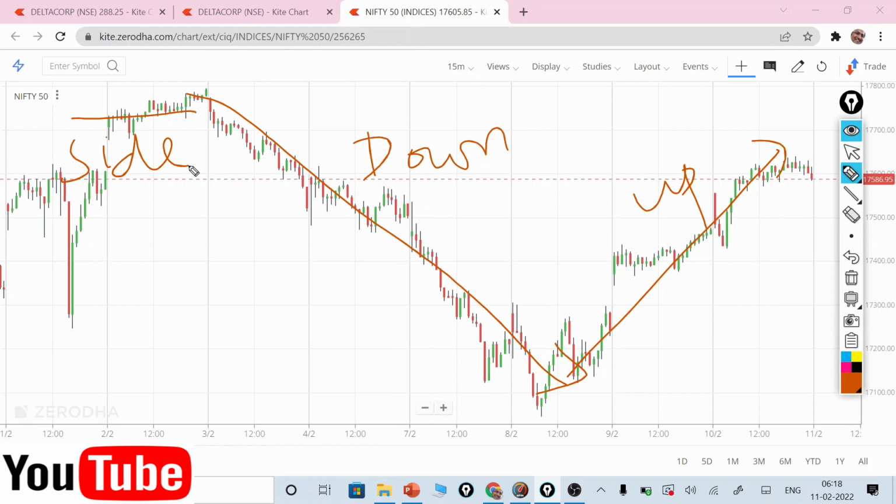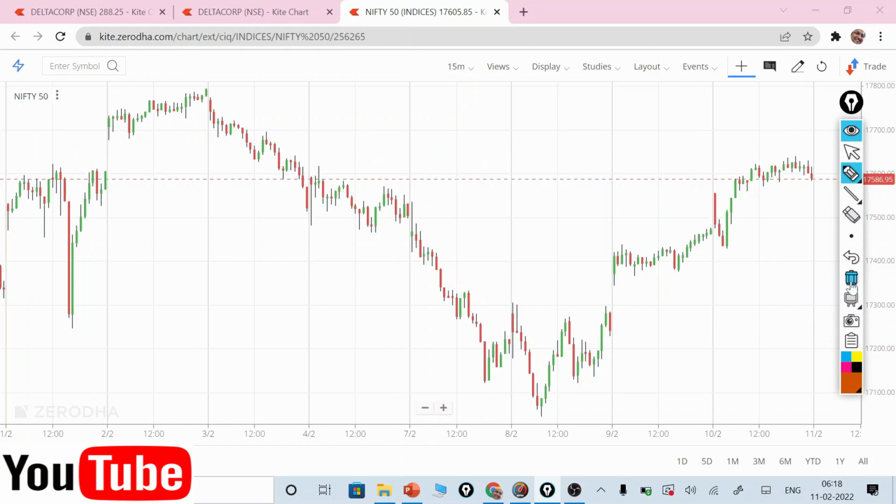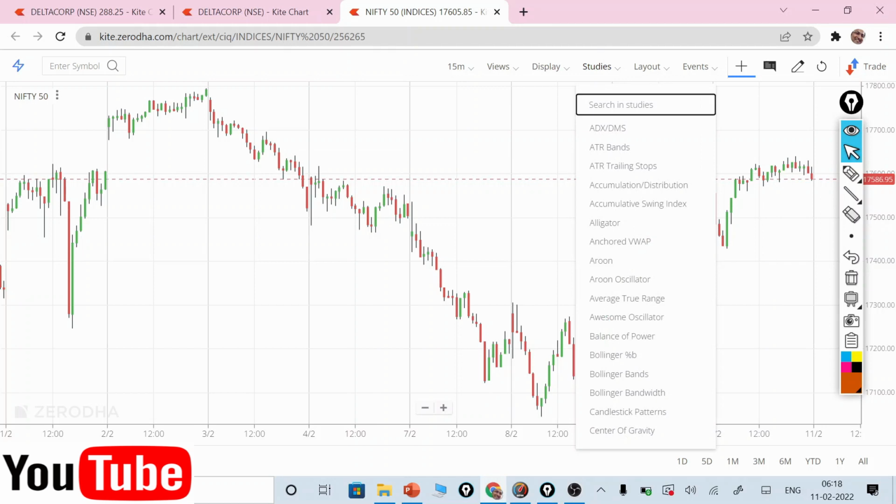Sideways is neutral. As I already said, it's very risky to use Supertrend in a sideways market because it will trigger stop losses on both sides, the buy side as well as the sell side. So you have to be careful. Now, I am using Zerodha's Kite platform, and it is available in intrading.com also. What I do is, first I go to studies, then I type Supertrend.